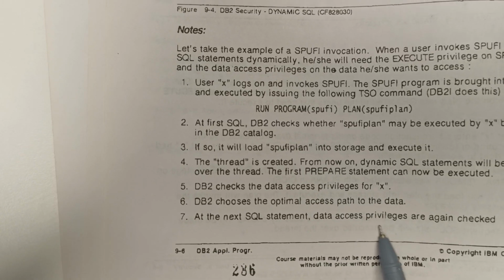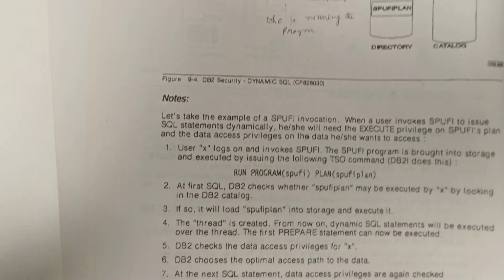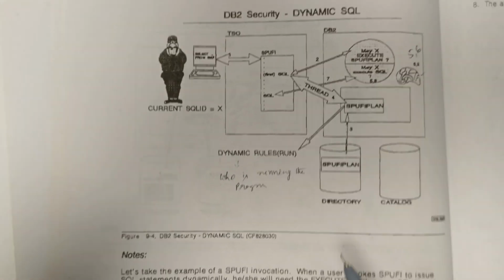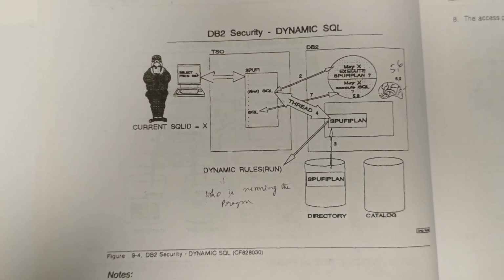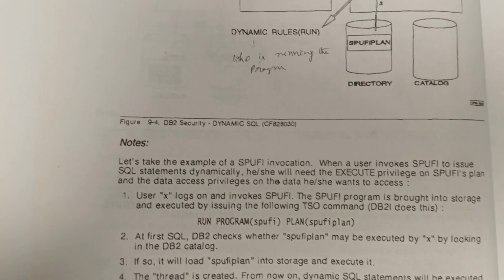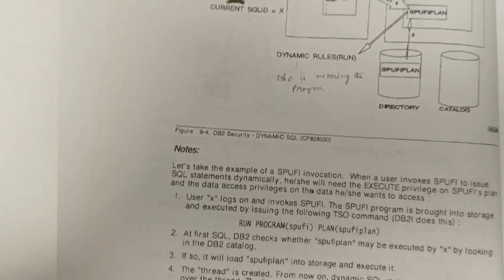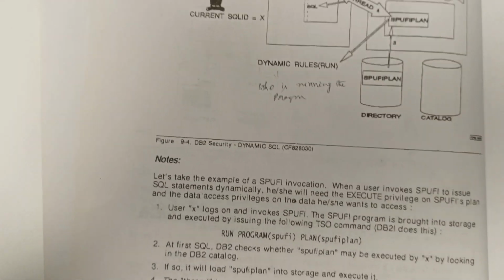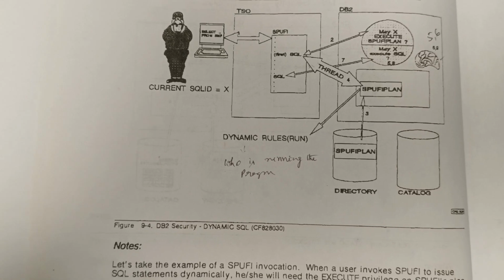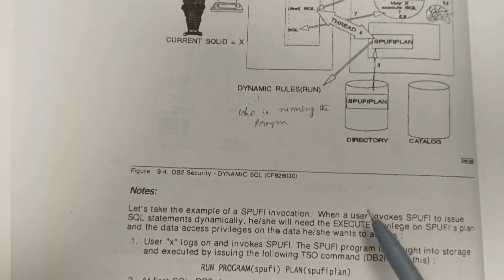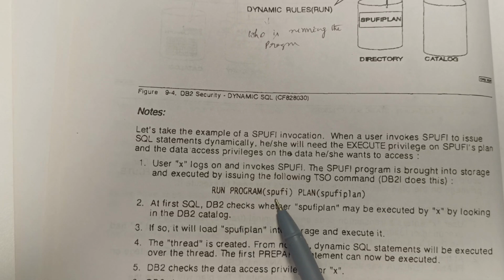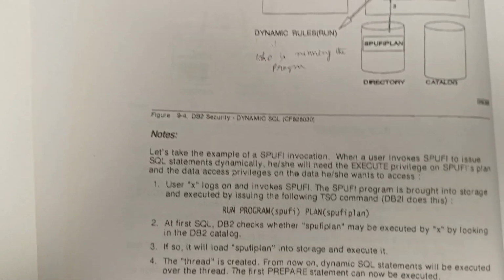At the next SQL statement, the data access privilege will again be checked. Once the data privilege has been checked, only then will the thread be created. The only difference between static and dynamic SQL privilege is that for static SQL we check the execution privileges at bind time, but in dynamic SQL the execution privileges are checked at runtime.